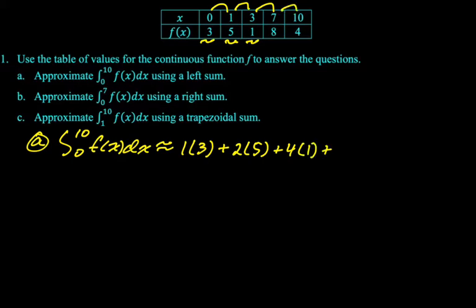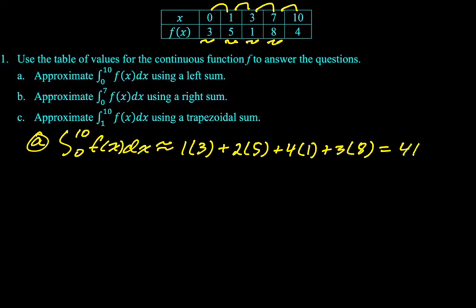And then finally we go from 7 to 10, which is 3. I said that backwards, that's weird. The left endpoint would be 8. So we get this. Then you have to add all these up. So it's 3 plus 10 plus 4 is 17. Plus 24, I think you get 41.